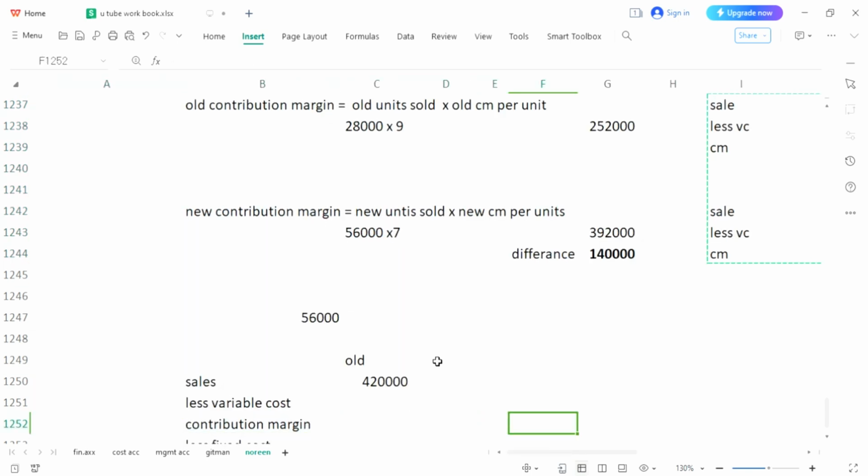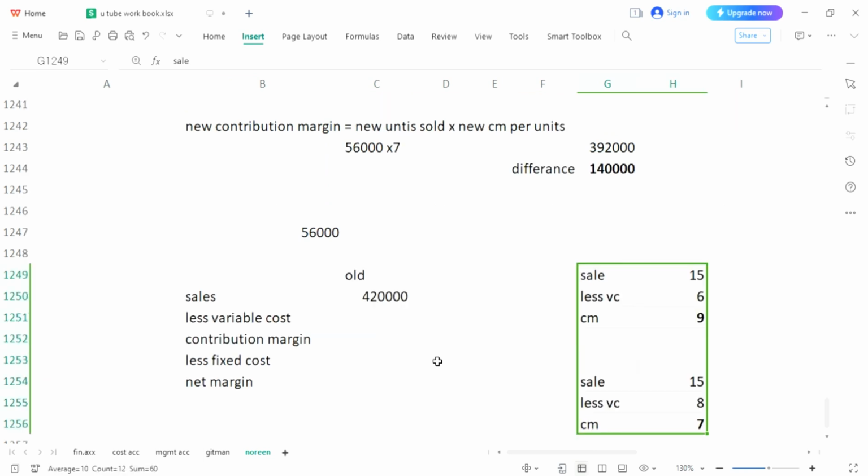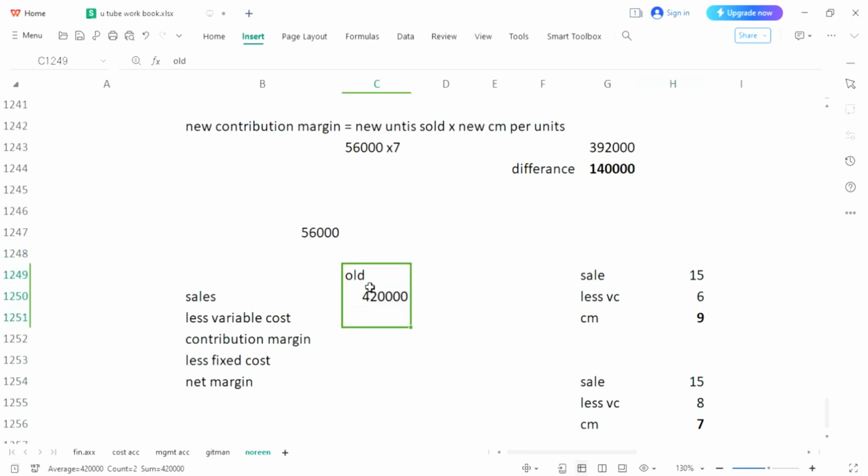Okay, I'm putting these things over here. This is the old one above, and the new one downward. So here we will calculate our old income statement, and beside that we will calculate our new income statement, so that you can understand in a better way.